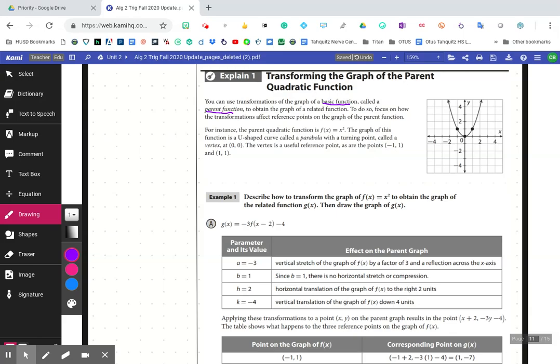For instance, the parent function, the quadratic function, is f of x equals x squared. The graph of this function is a U-shaped curve called a parabola with a turning point called a vertex at (0, 0). The vertex is usually the reference point, as are the points (-1, 1) and (1, 1). So this is your vertex right here, and these are some very easy reference points to find. And again, the U-shape means parabola.